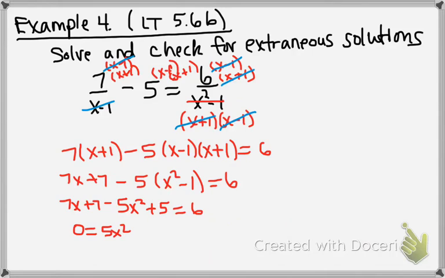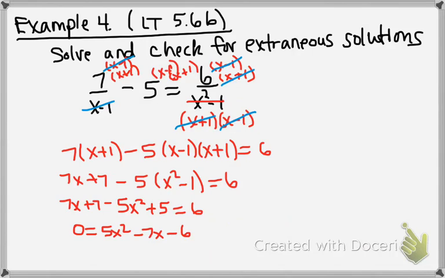I have on the left side 7 x's, so I'm going to subtract it over and make it 7x. On the left, I have a 7 plus a 5, so that's 12, but then subtract it over, so 6 minus 12 is a negative 6. So I've got 5x squared minus 7x minus 6. So now I need to factor that.